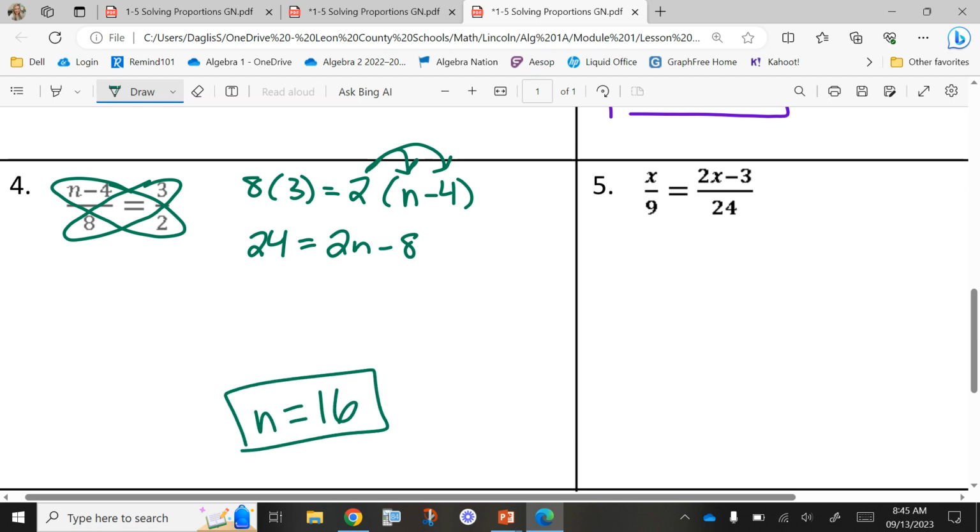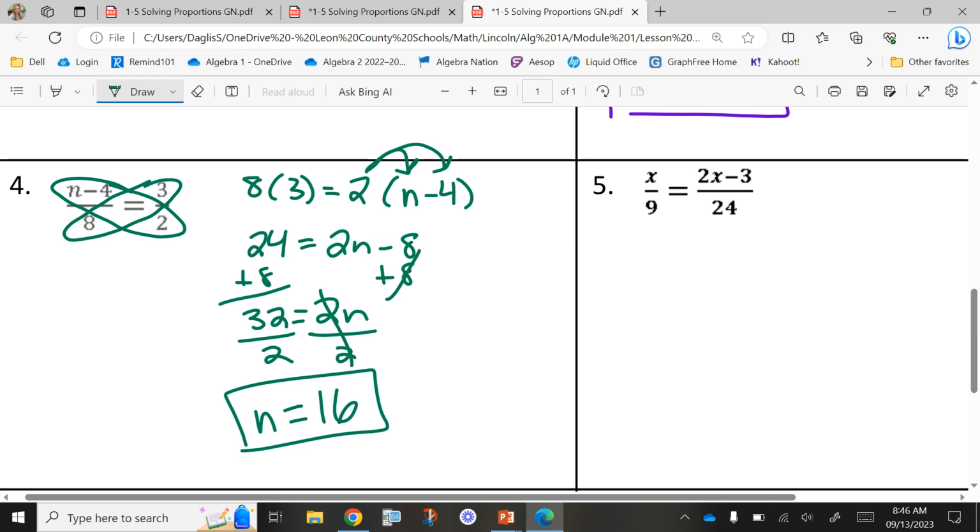Okay, what do we do first? We add the 8, right? To get 32 equals 2n. And then we divide by 2. 32 divided by 2, that gives me my 16. What'd you do? Oh, okay.